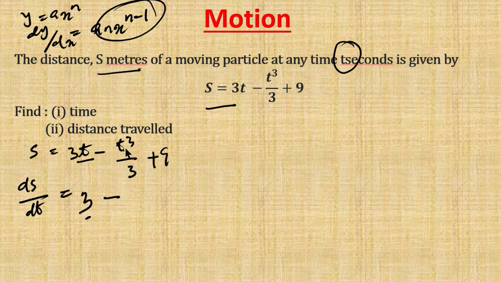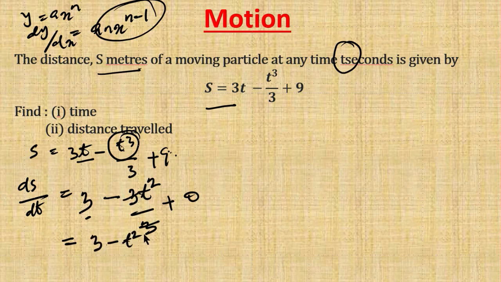And here I have t raised to power 3 over 3. Now, if I differentiate t raised to power 3, it becomes 3t raised to power 3 minus 1, that's 2, over 3, plus 9. If I differentiate 9, I'll come to 0. Why? Because 9 is a constant. So this is plus 0. So ds/dt finally is the same thing as, here 3 cancels 3, that's 3 minus t squared.